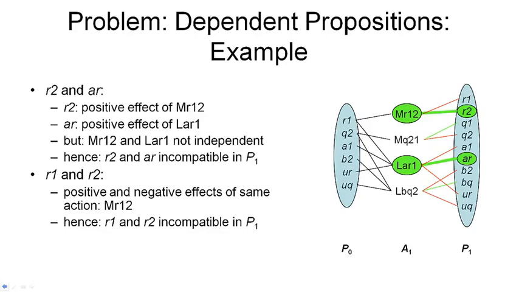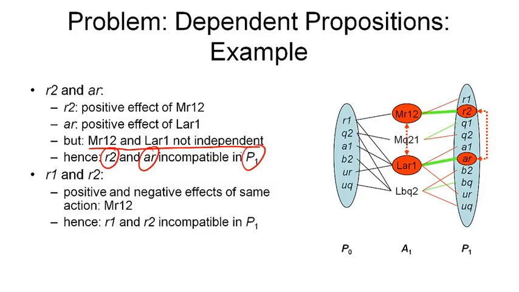Now, you may remember these two actions from an example we have looked at earlier, and that showed that MR12 and LAR1 are not independent. So these are dependent actions, which means they cannot be selected from this action layer for our final plan. But of course, if these actions are the only reason why these propositions are in this proposition layer, and these actions cannot possibly occur together, that means the two propositions also can't possibly occur together, at least not in this proposition layer. So that means R2 and AR are incompatible in proposition layer P1.